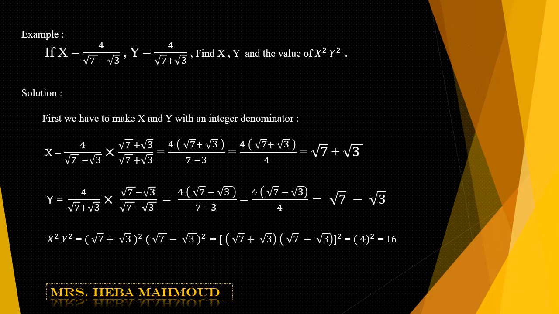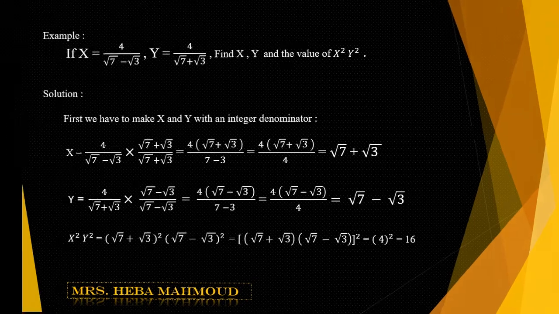Now we know that x is root 7 plus root 3, and y is root 7 minus root 3. So to find the value of x power 2, y power 2, equal root 7 plus root 3 all power 2, and y, which is root 7 minus root 3 all power 2. Now we can use the calculator to find the result, so it will be 4 power 2.